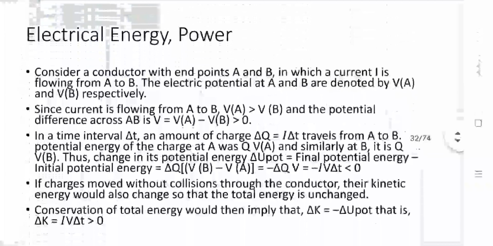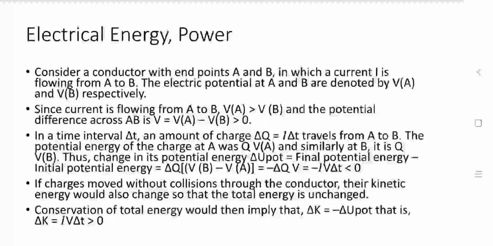Now let us go through another topic, electrical energy and power. We have a conductor with end points A and B, and current is flowing from A to B. Current can only flow when a potential difference is available. So we can say that the potential at point A is V_A and the potential at point B is V_B. Current is flowing from A to B, meaning from higher to lower potential. It means the potential difference V_A minus V_B is greater than 0, and only then is the current flowing from A to B.